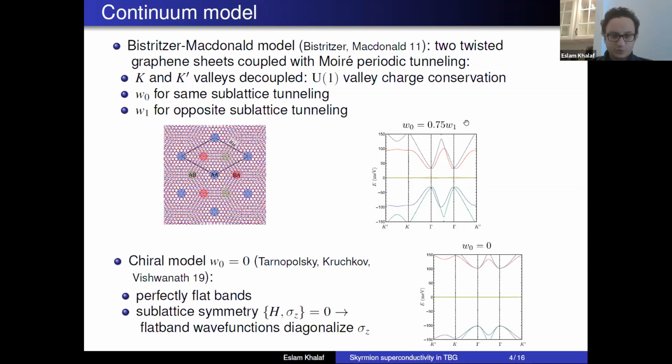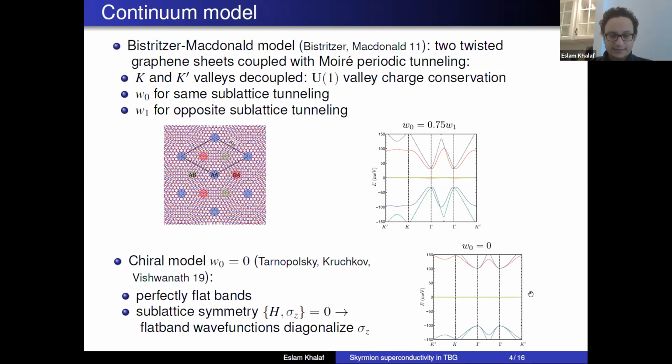However, a very interesting limit was considered in a paper by Tarnopolsky and Ashvin. In this limit, they completely switched off this same sublattice tunneling. In this case, they found that rather than having very narrow bands, they have perfectly flat bands. And the wave functions of these flat bands turned out to be closely related to the Landau level wave functions.